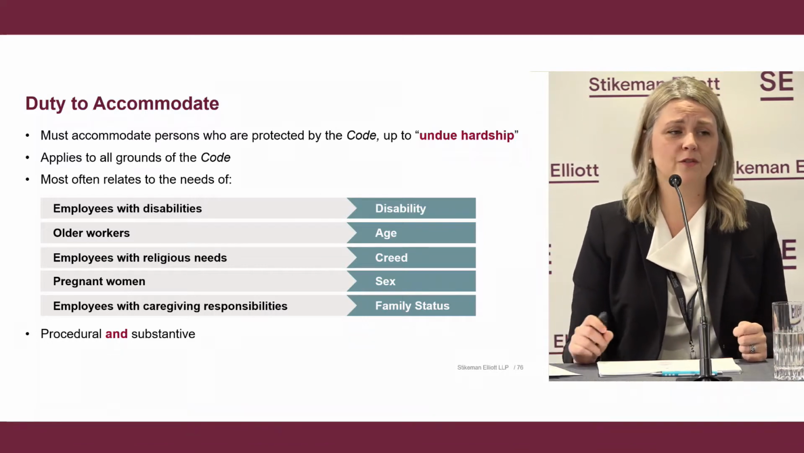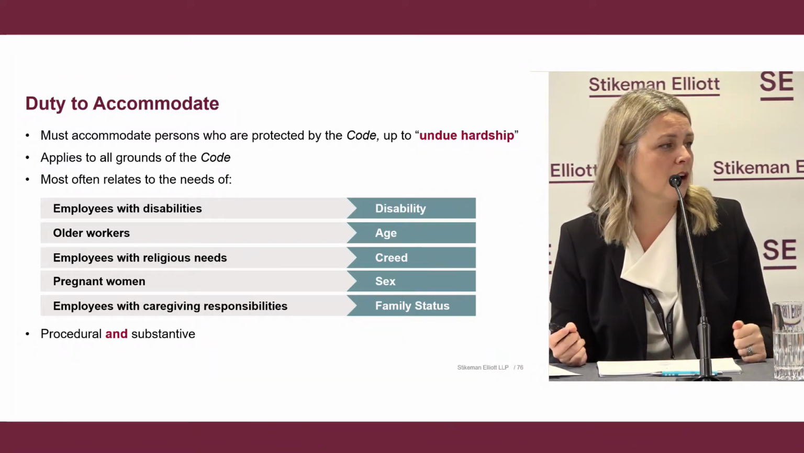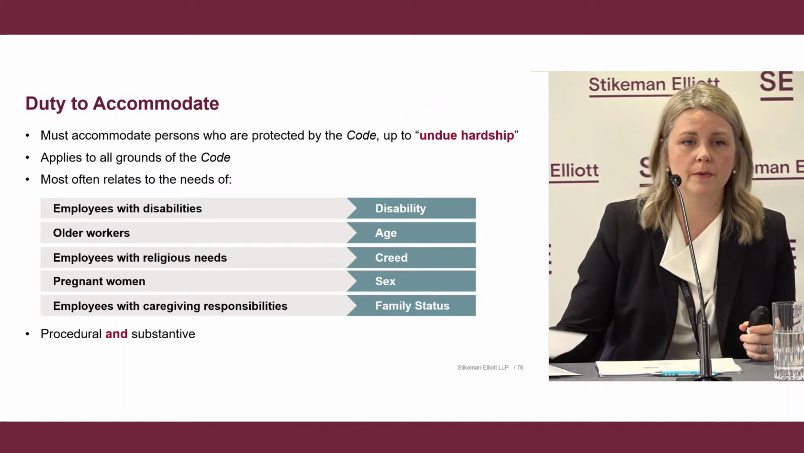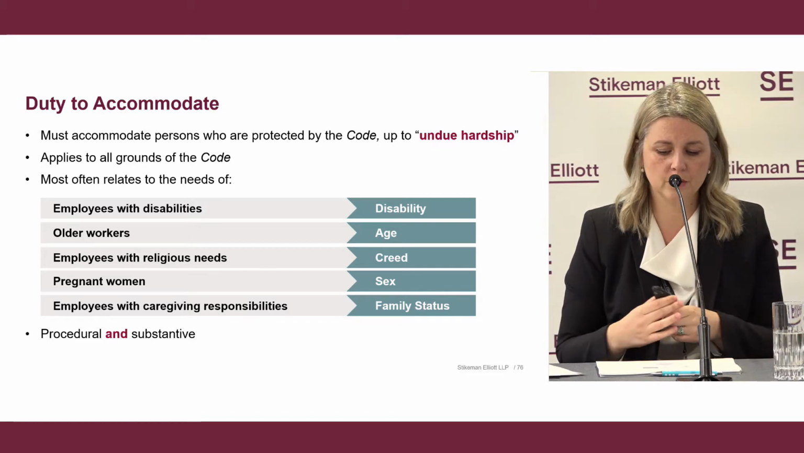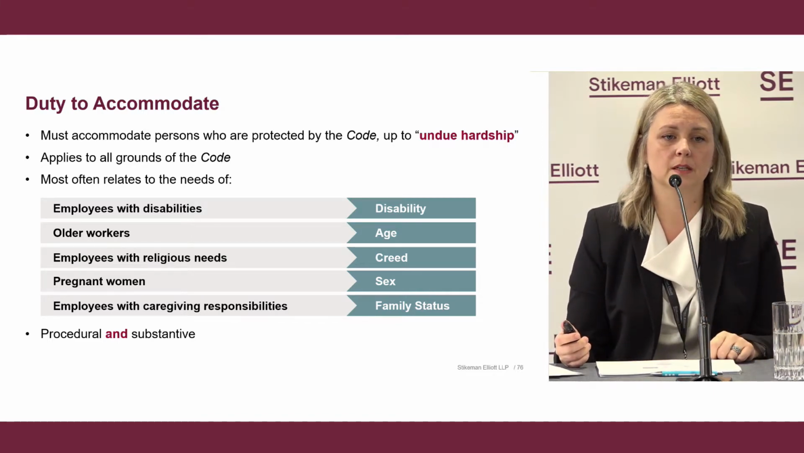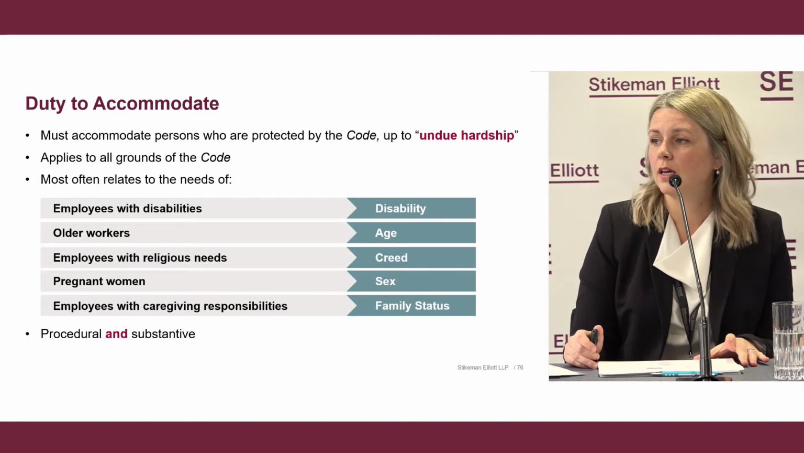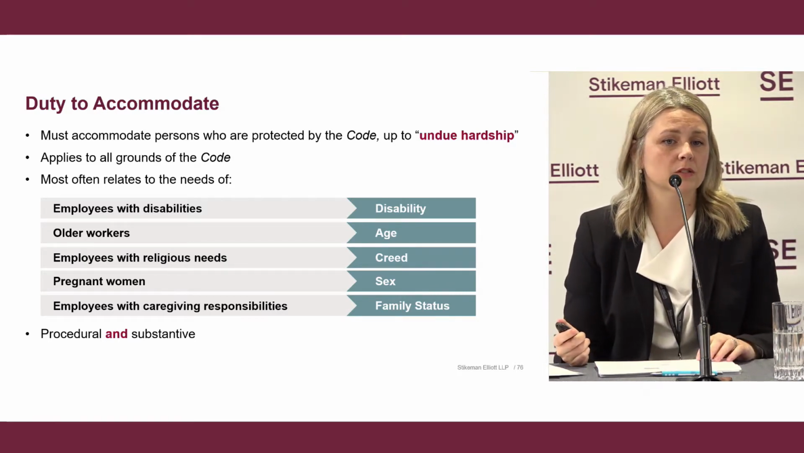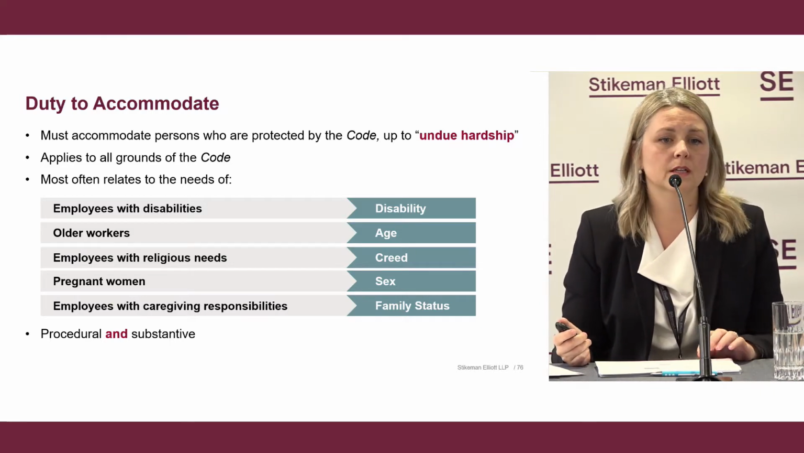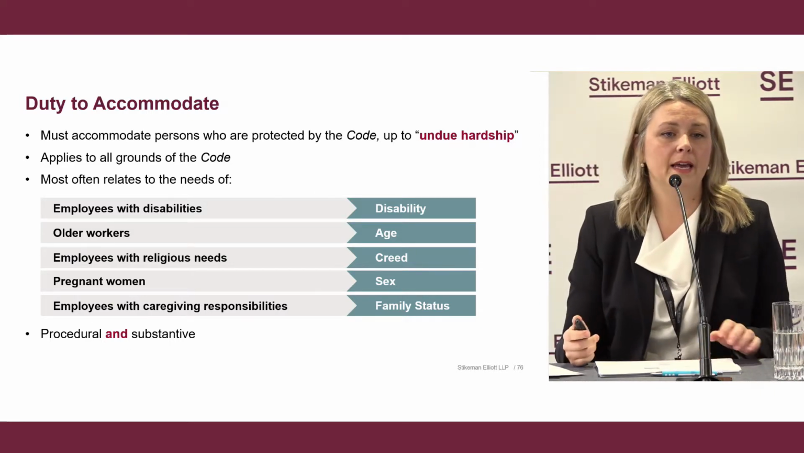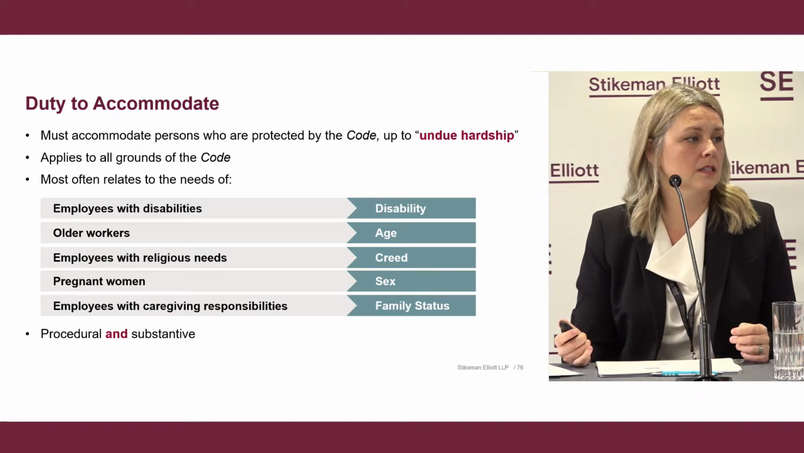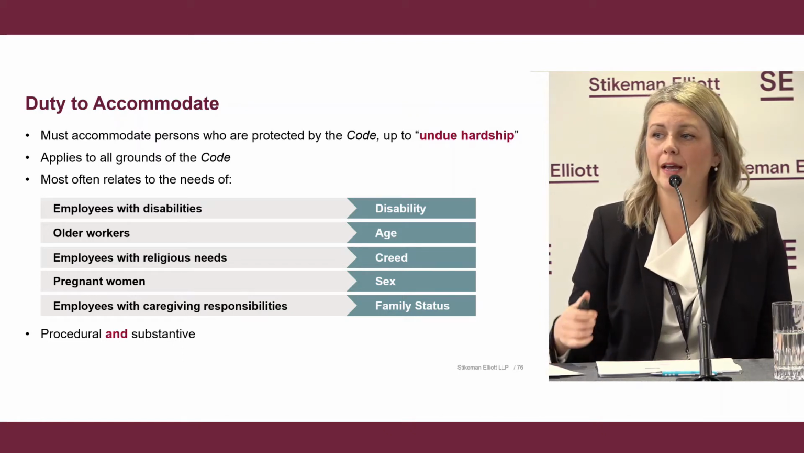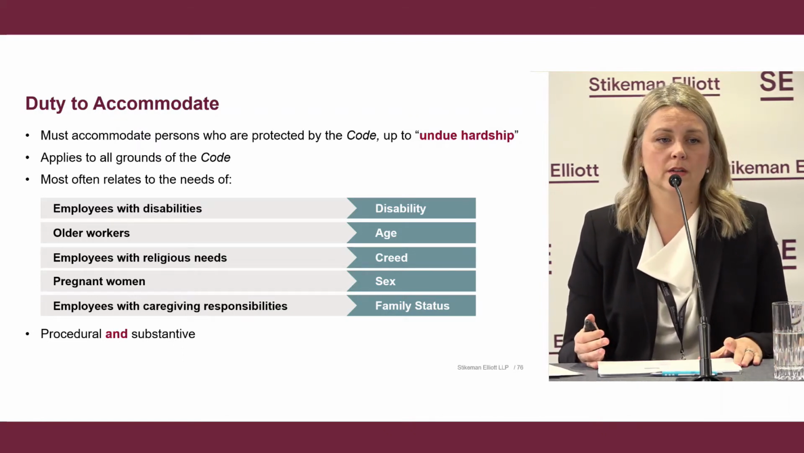Also, every employer's favorite topic, duty to accommodate. So pursuant to the Human Rights Code, employers are required to accommodate their employees up to the point of undue hardship. Now, this applies to all grounds of the code. It most often, in our experience, relates to these types of grounds, so disability, age, creed, sex, family status. And your duty to accommodate is procedural and substantive. So it's about the how and the what in terms of when you're walking through these accommodation issues.